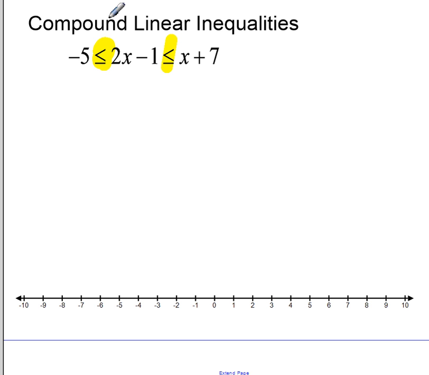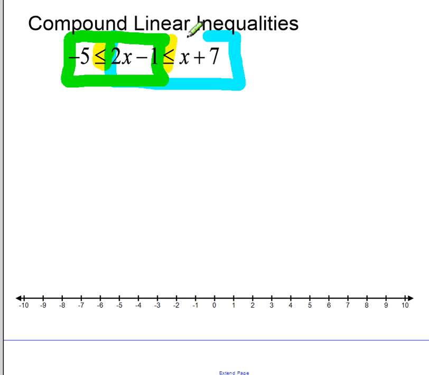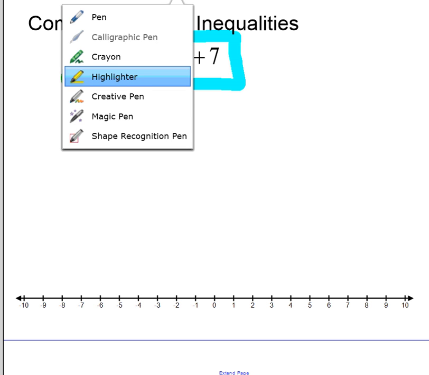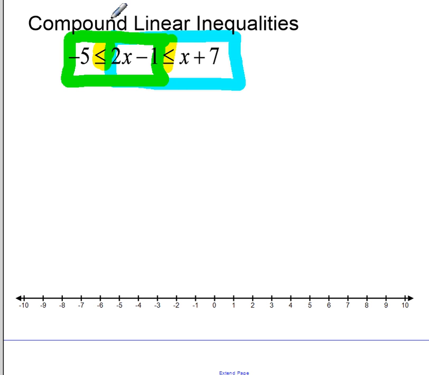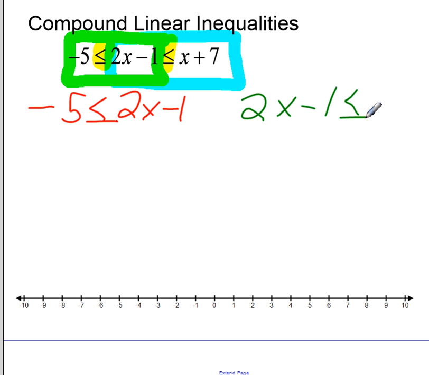And so what I have to do here is break this down into two separate problems and solve them both. So one of my problems is going to be the stuff over here, and the other of my problems is going to be the stuff over here, okay? So the stuff in the middle gets used in both. All right, let me write two separate inequalities. My first inequality is -5 is less than or equal to 2x minus 1. And the other inequality is 2x minus 1 is less than or equal to x plus 7. So solve them both.